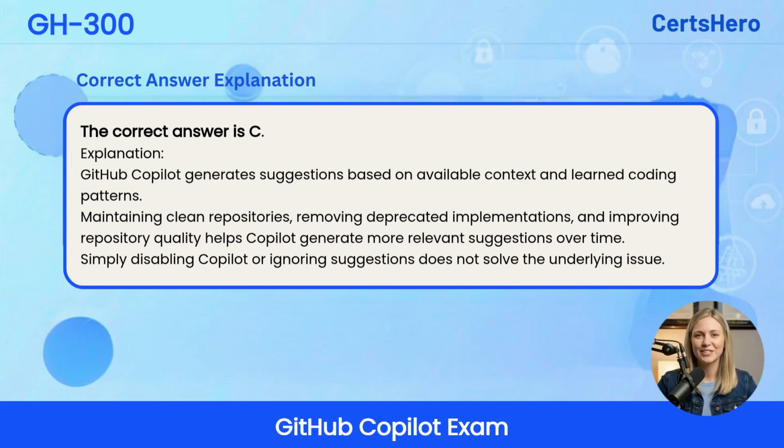The correct answer is C. Explanation. GitHub Copilot generates suggestions based on available context and learned coding patterns. Maintaining clean repositories, removing deprecated implementations, and improving repository quality helps Copilot generate more relevant suggestions over time. Simply disabling Copilot or ignoring suggestions does not solve the underlying issue.